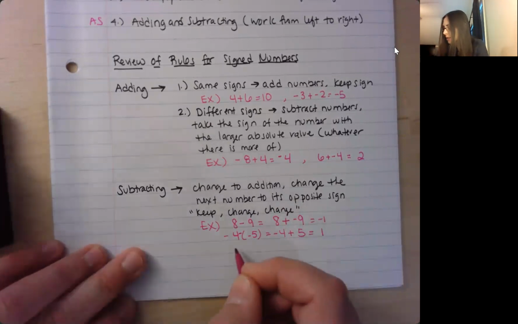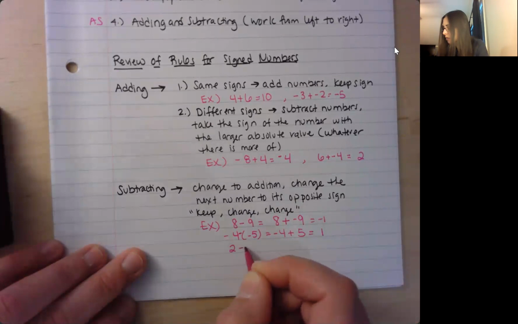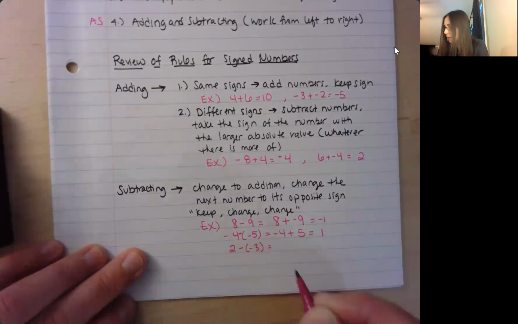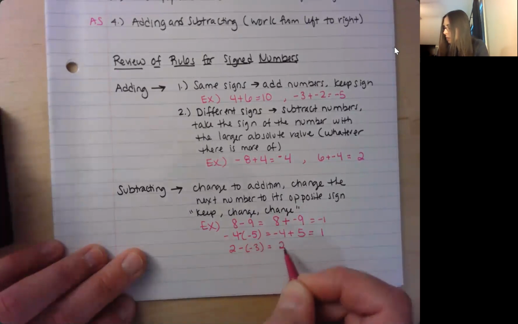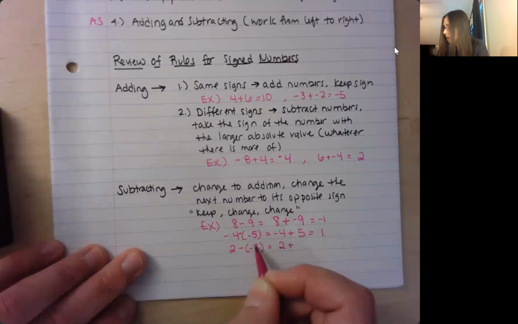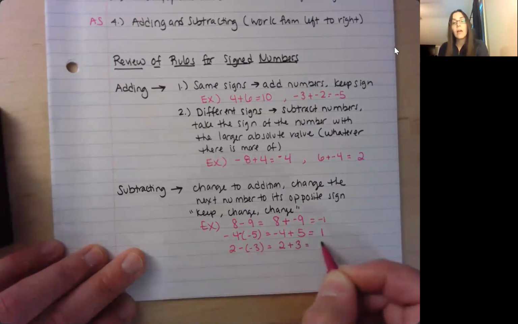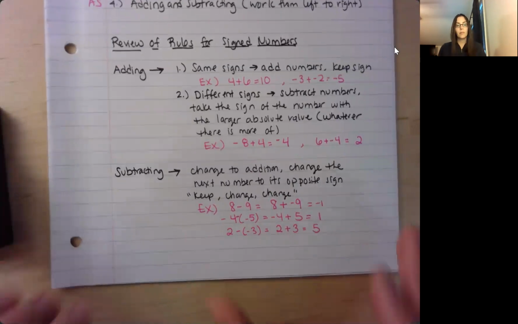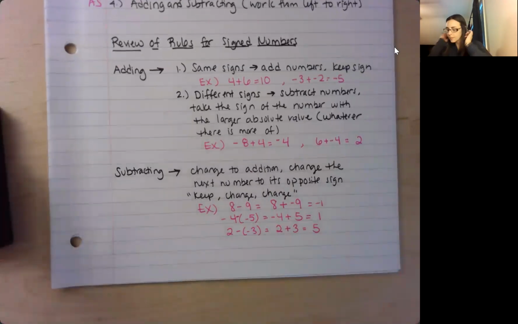Or I'll do one more. Let's say we have 2 minus -3. Again, my first number stays the same. Subtraction changes to addition, and then my negative changes to positive. So I have +5. And actually, I'll go to the next page here. I was hoping to fit them all on one page, but do one more and we'll move on.